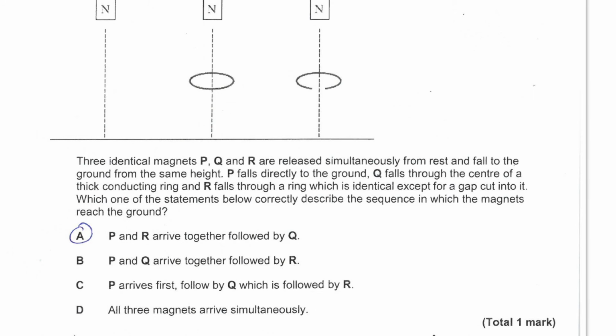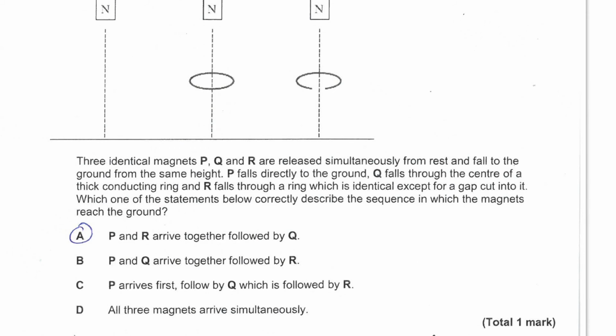Lenz's law states that when there is an induced EMF, the direction of the induced EMF will act so as to oppose the change that caused it. So here we could have an induced EMF because a magnet is falling through a conductor, and therefore Lenz's law would apply. So considering each one in turn. With the first magnet, there is no conductor, there will be no induced EMF, so no opposition. Lenz's law doesn't apply. So magnet P will arrive first.